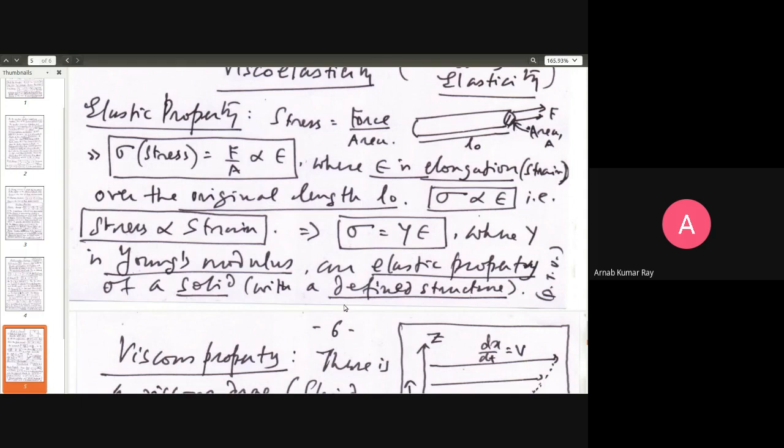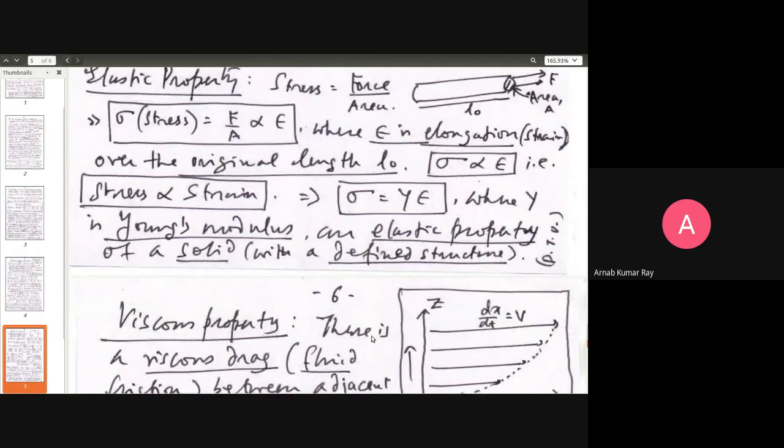Right, a solid will have a defined structure. When I say solid, once again, take care to note that I'm usually tacitly referring to crystalline solids, not something like wood or any such thing. So you have an elastic property associated with a solid that is captured numerically, or in measurable terms, by a constant known as the Young's modulus.